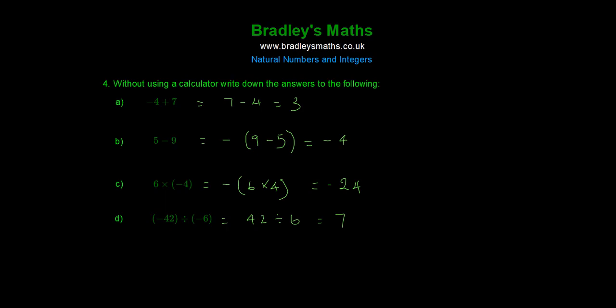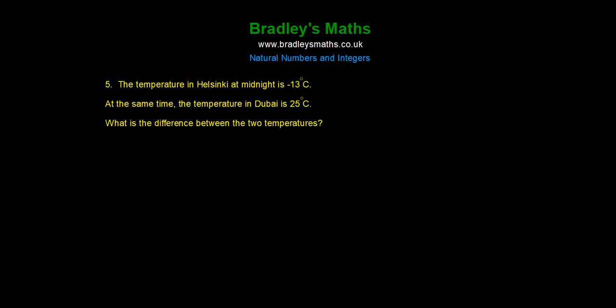Hope you got all those right. Next, this is the last one. The temperature in Helsinki at midnight is -13. At the same time, the temperature in Dubai is 25 degrees Celsius. What is the difference between the two temperatures?